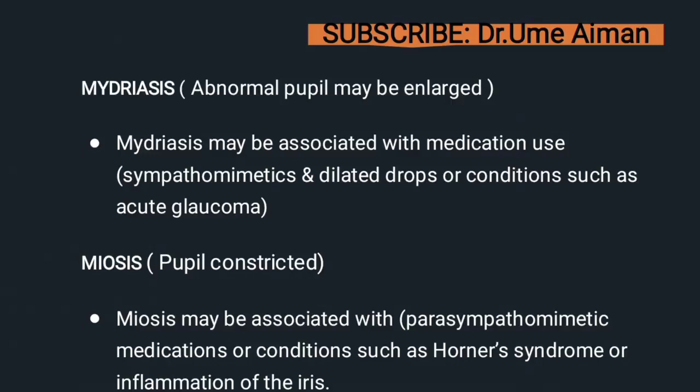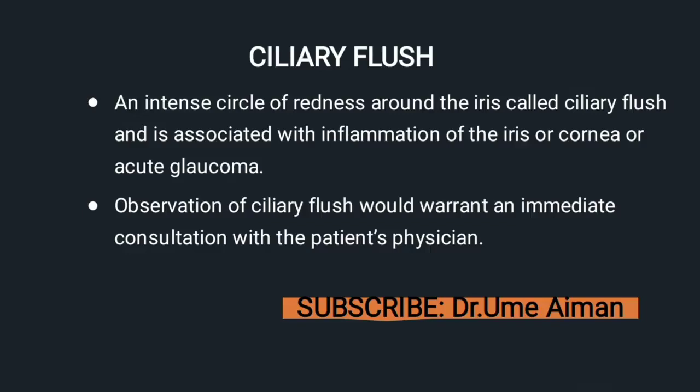Mydriasis. Abnormal pupil may be enlarged. When pupils are abnormally enlarged, this is called mydriasis. Miosis. Pupil constricted. Miosis may be associated with parasympathetic medications or conditions such as Horner syndrome, as it also involves ptosis and exophthalmos. Ciliary flush. An intense circle of redness around the iris is called ciliary flush and is associated with inflammation of the iris or cornea and acute glaucoma.